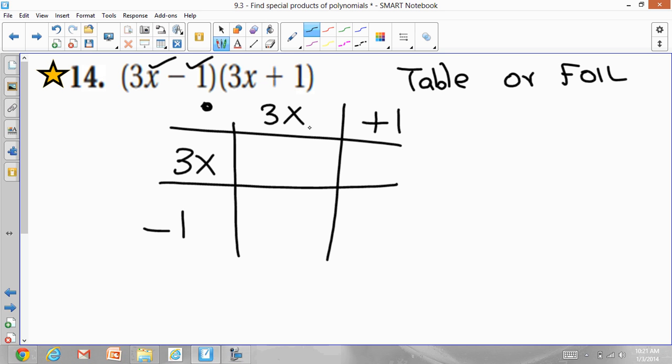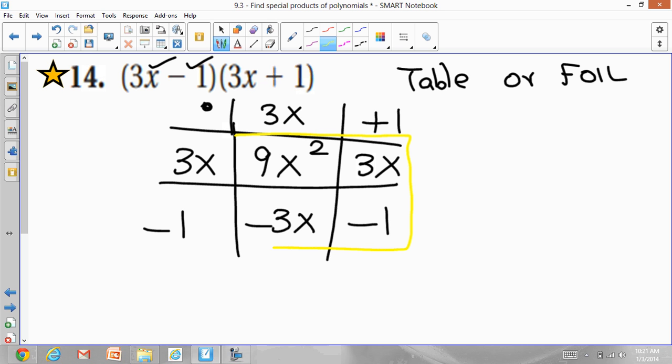3x multiplies 3x to give you 3 times 3 is 9, x times x is x squared. 3x times 1 is going to give me 3x. Negative 1 times 3x is going to give me negative 3x. Negative 1 times positive 1 is going to give me negative 1. So once you get this step, this becomes part of my answer, unless I can combine them.